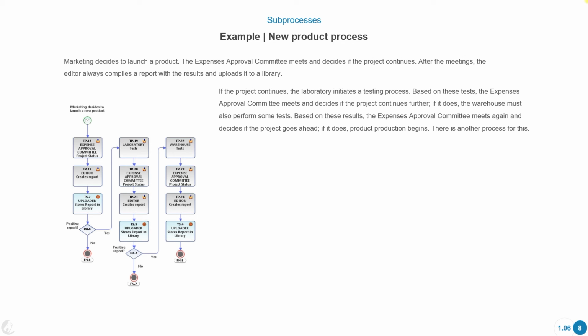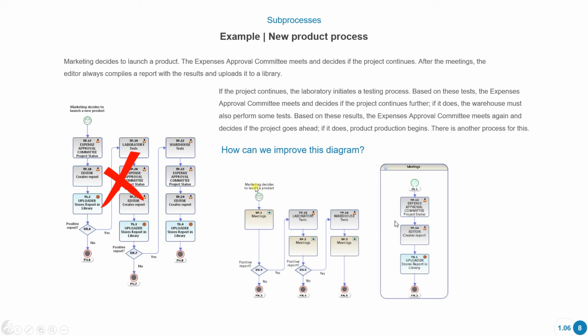So here we can see that there's several actions that are quite repetitive. We're doing them several times. How could we improve this diagram by using a subprocess? Here we can see an example. Let's say here we have marketing. They decide they want to launch a process. And in this subprocess, we're going to trigger all these repetitive activities.